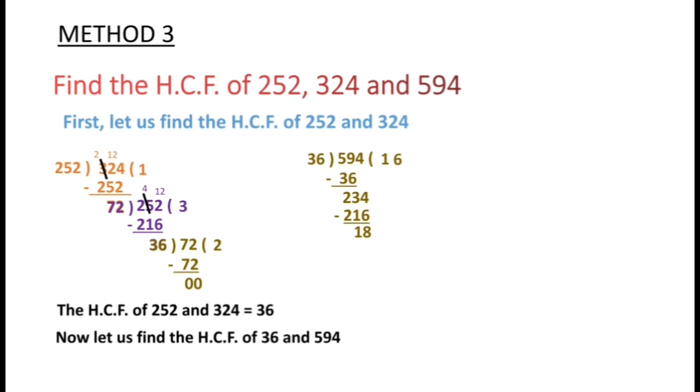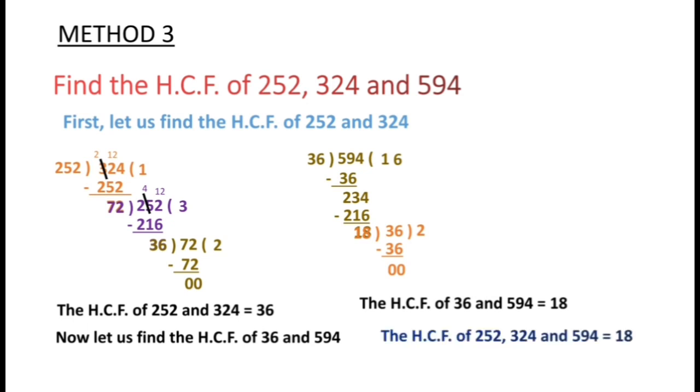Since 18 is smaller than 36, we can't do the division. What will we do? Now this 18 will become the divisor. 36 will become the dividend. Now 18 2s are 36. The remainder will be 0. Till we get the remainder 0, we have to do this process continuously. Now the HCF of 252, 324, 594 is 18.